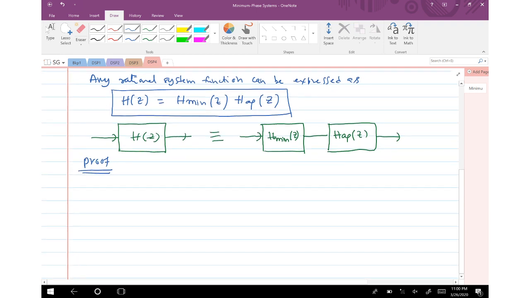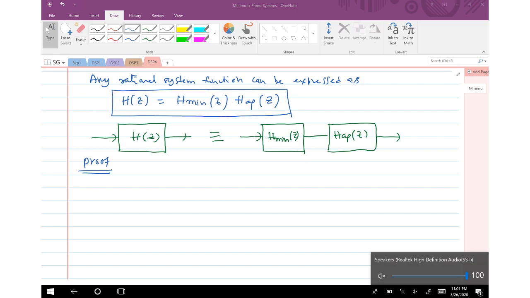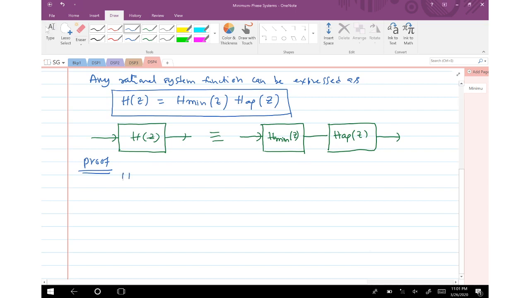Let's consider that you could represent a given H(z) as H_min(z) into, let's say, (z^-1 - c*)... where, for example, the poles and zeros that are inside the unit circle, you club them together, and that would give you a minimum phase system. Okay, and then you club together the remaining, you keep it there.